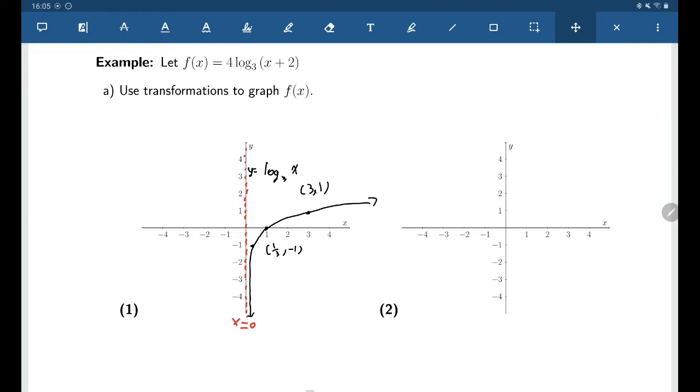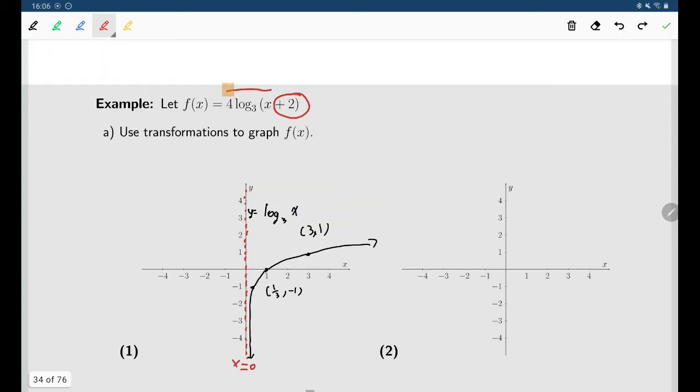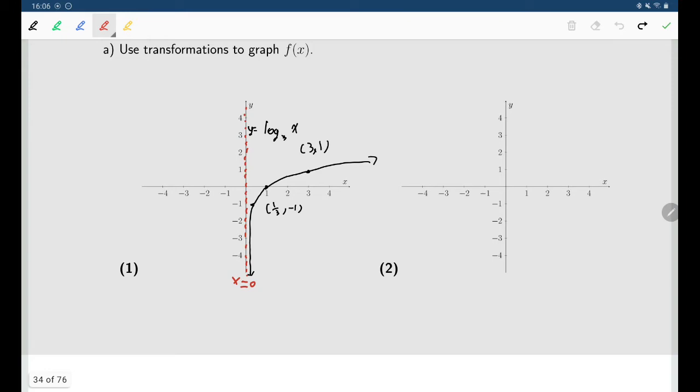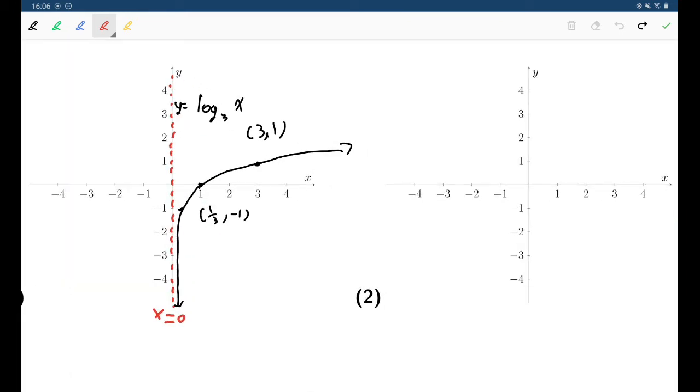And now the first thing that we'll do here is we'll transform it by shifting everybody to the left by 2. We're shifting everybody to the left by 2, and that means that not only is the graph going to be shifted to the left by 2, but that vertical asymptote will also shift to the left by 2. So I'll actually take care of the vertical asymptote first. Since I know it's shifting to the left by 2, then I know that my vertical asymptote should be at x equals negative 2.